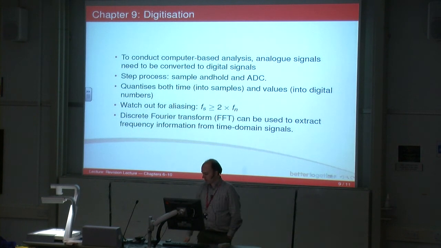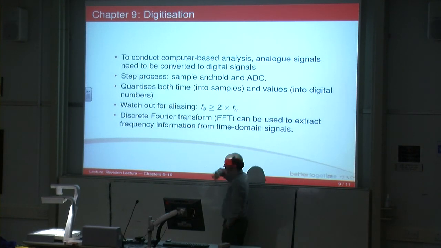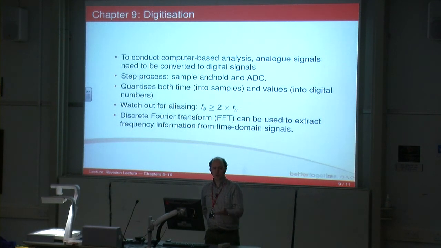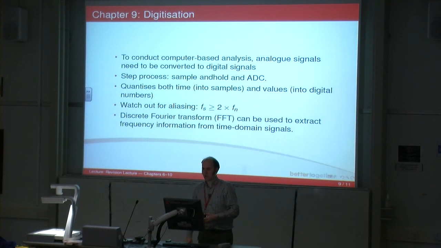So aliasing is something to watch out for. And then, back in chapter 8, we talked about Fourier transforms. Well, you can apply Fourier transforms to digital signals. It's called the discrete Fourier transform. And one form of that, the most efficient form, is called the fast Fourier transform. And that can be used to extract frequency information from time domain signals in the digital signals. Okay, it's just so that you're aware that Fourier transforms apply to that as well.